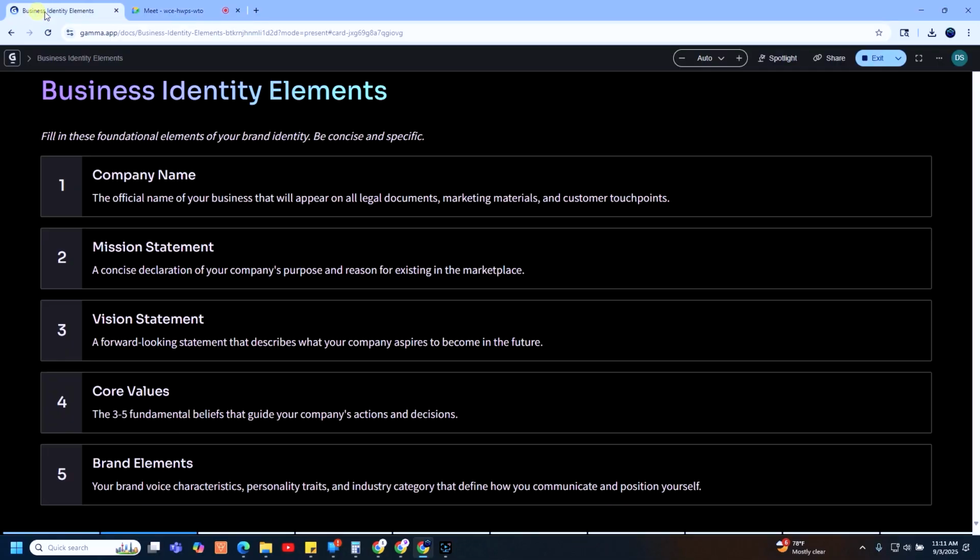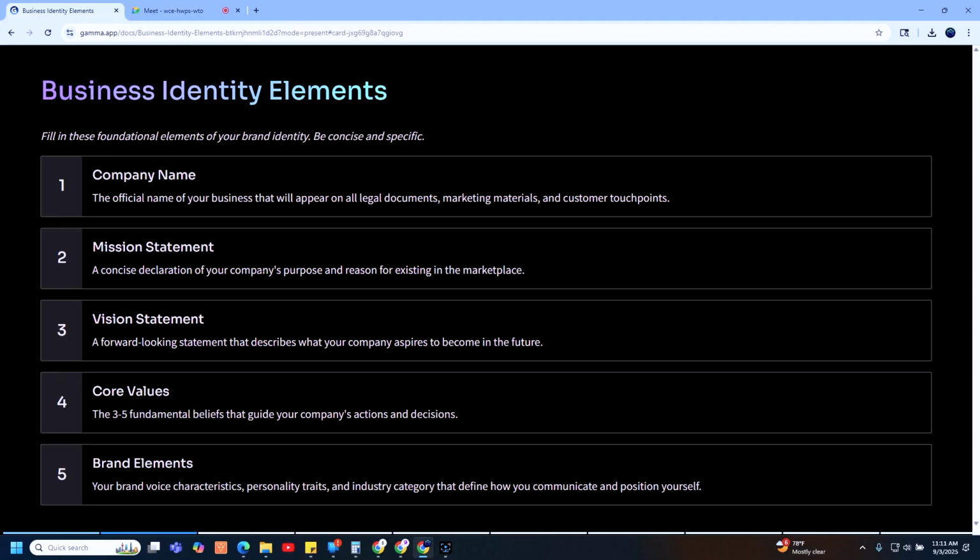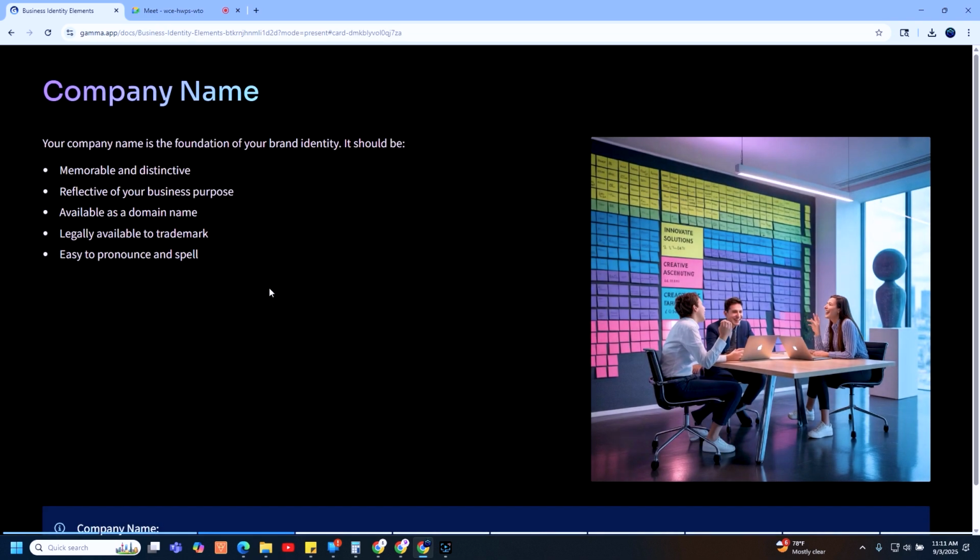Okay, so let's go back to this presentation. So company name, mission statement, vision statement, core values, and brand elements. Let's quickly dive into each one. Now, company name. How should you choose the company name? Well, your company name is the foundation of your brand identity, and it should be memorable and distinctive, reflective of your business purpose, available as a domain name.